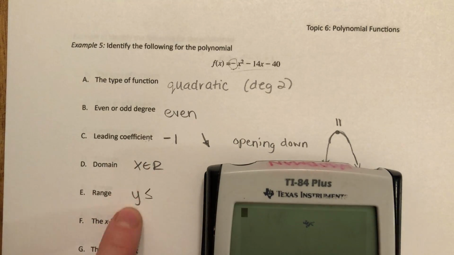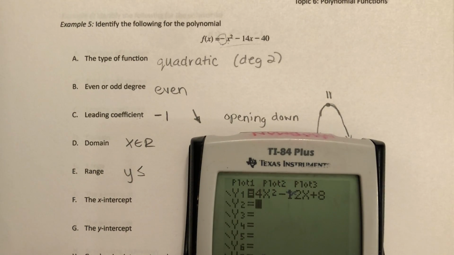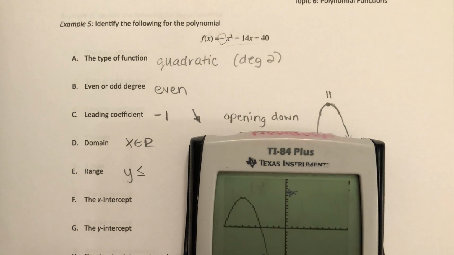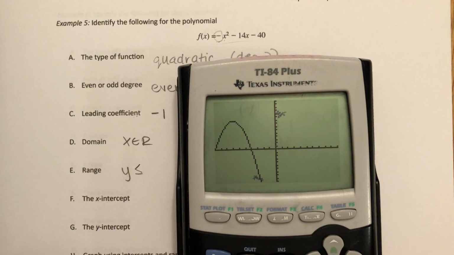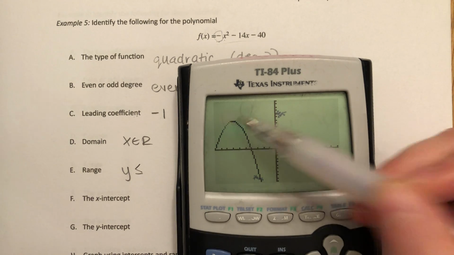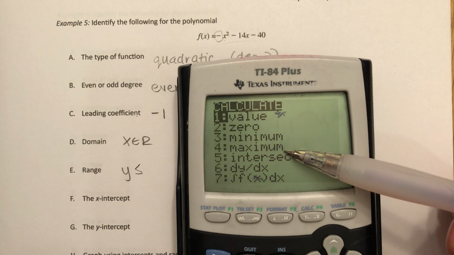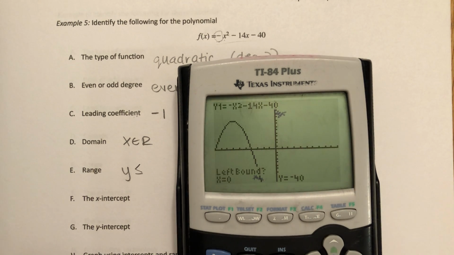And we would be able to then see, is my domain right? We can just read this range off the calculator. So I'm going to go in, and I'm going to graph -x² minus 14x minus 40. I'm going to hit graph. Okay, so there is my parabola. I want to know what that peak value is, so I'm going to go second, calc, and this time I'm looking for a maximum. So I want number 4.